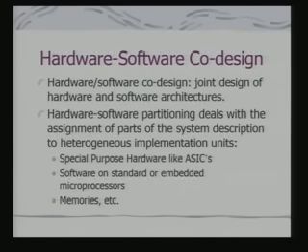So, hardware software co-design means joint design of both hardware and software architecture. This implies that we need to do hardware and software partitioning. Hardware and software partitioning deals with the assignment of parts of the system description to heterogeneous implementation units.